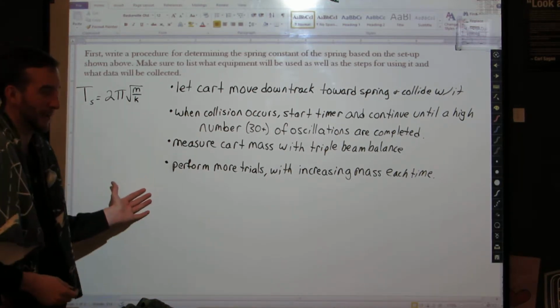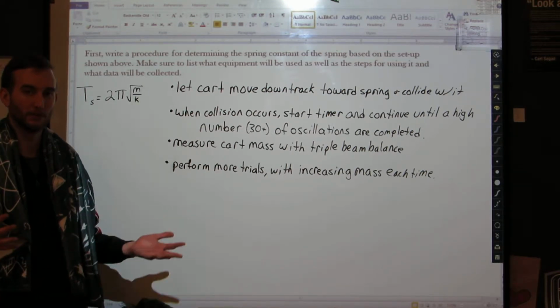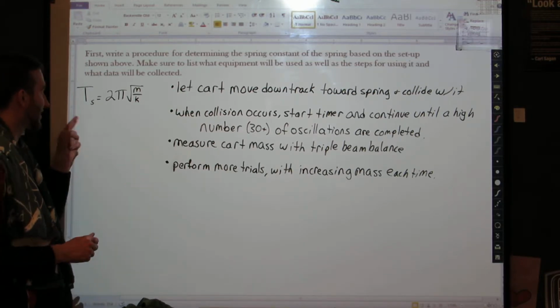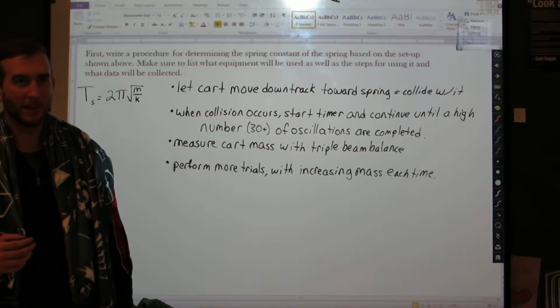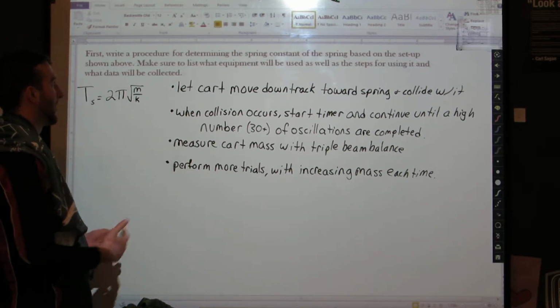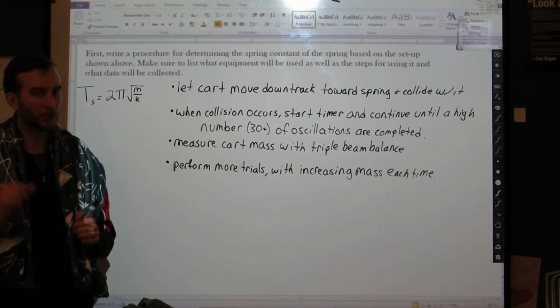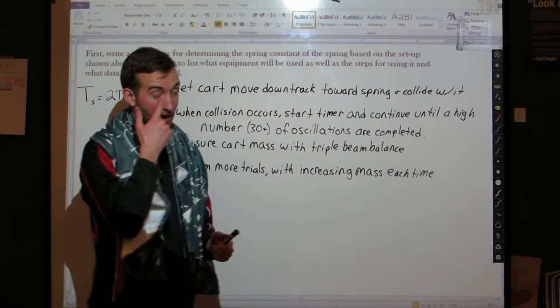You wouldn't just put the same mass on there and get a different time. No, that is not useful, okay? Let's get some more masses on there. Let's change the mass and see how the period changes. Again, the reason that we're doing this is so that we can get a wide range of data, because we know if we change the mass, the period should change. The spring constant should stay the same. So we are trying to perform more trials with increasing mass each time.